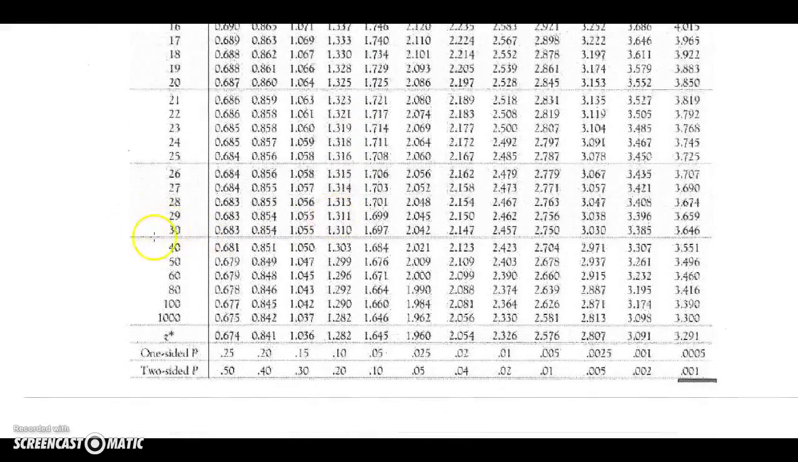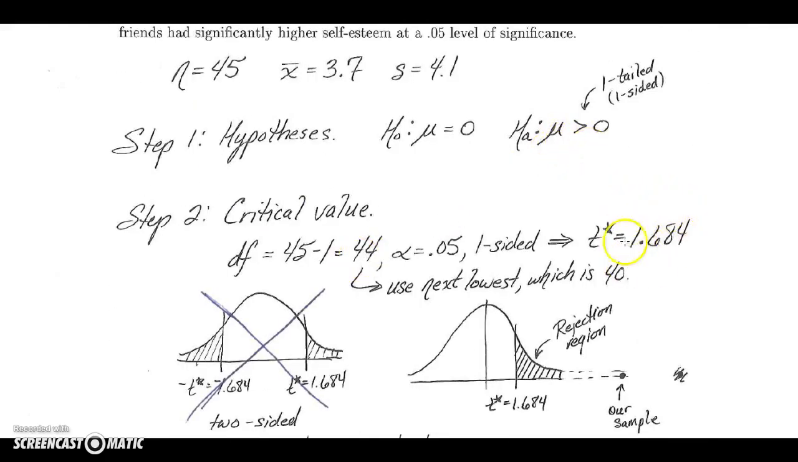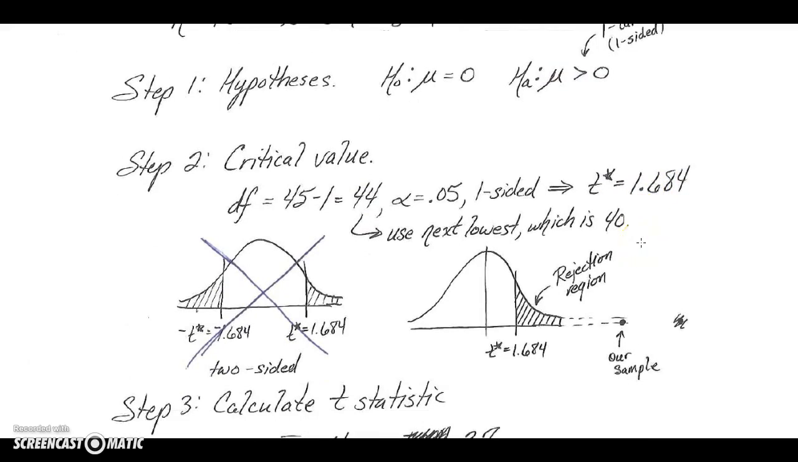So if we go down, you see we have a 40 and we have a 50, but we don't have a 44. So what we do in that case, if it doesn't have our exact degrees of freedom, we go up the chart, so to the next lowest sample. So if we don't have 44, we go up to this 40 row. And then over here we have a one-sided, and our p-value is 0.05. So we're going to go up here until we get to the 40, and we get 1.684. So that's where we get this critical t-value of 1.684.